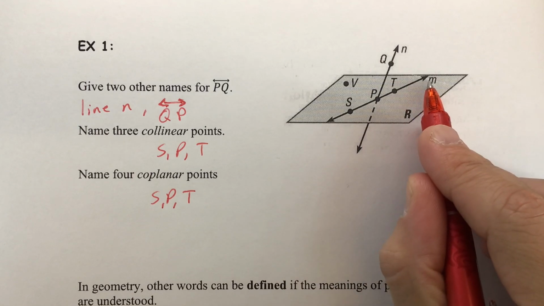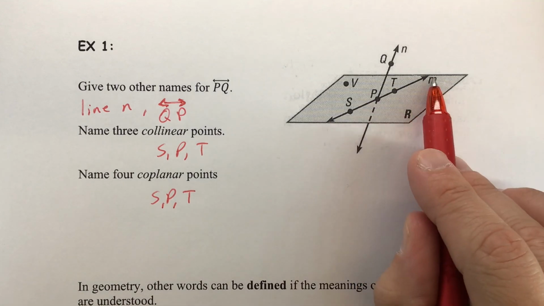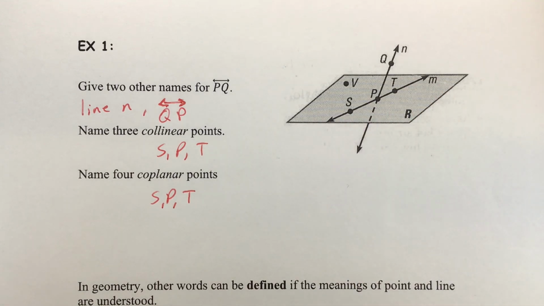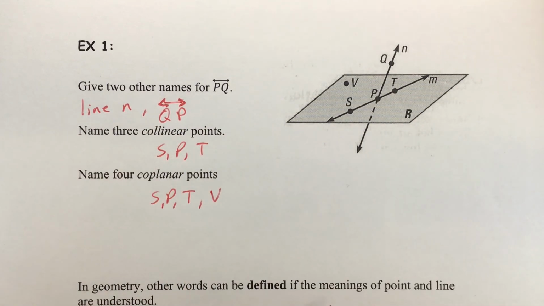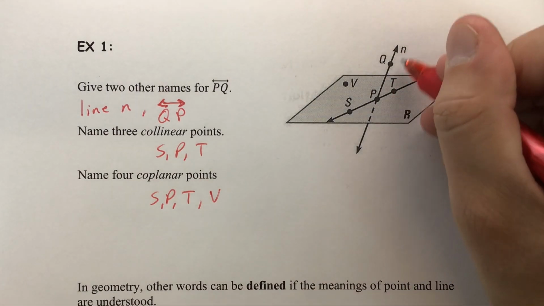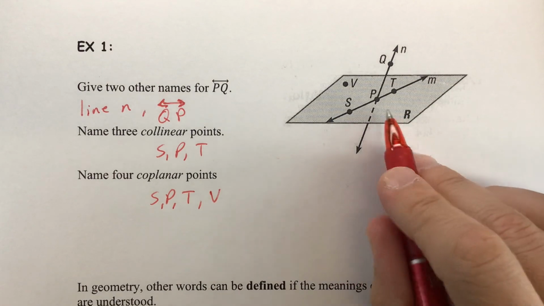They're all part of line M, which means that line M technically sits inside of the plane. That's how we describe it. We say that line M is in the plane, or you can say that it lies on the plane. There's a couple different ways you can say it. So it's in the plane or it lies on the plane. Whereas line N is not on the plane, but it does intersect the plane at a single point, which is P.